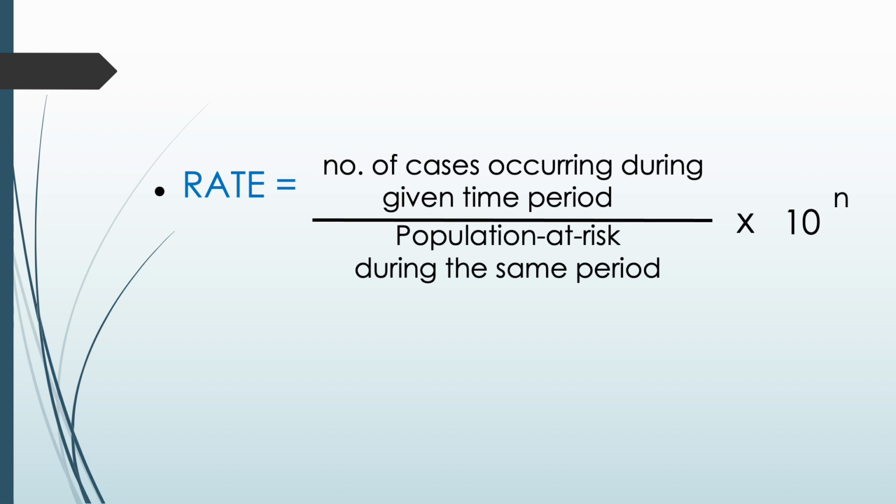The equation of rate is equal to the number of cases occurring during the given time period over the population at risk during the same period, times 10 to the nth power. The value of 10 to the nth power is usually 1 or 100 for common attributes. For rare attributes, and for most diseases, the value may be higher, like 1,000, 100,000, or 1 million.